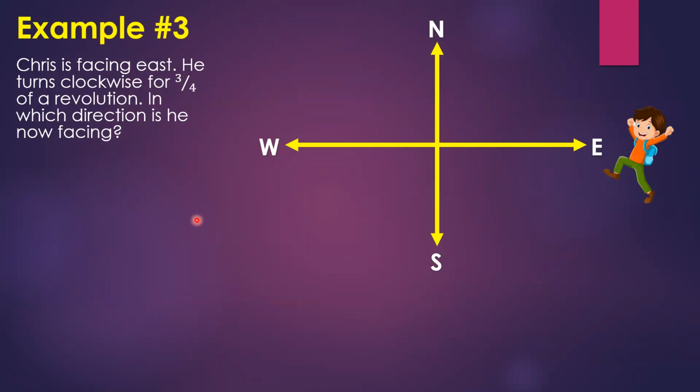Ajani, can you read example number 3, please? Chris is facing east. He turns clockwise for 3/4 of a revolution. In which direction is he now facing? Very good. Thank you. Angel, can you read example 3, please, for me?